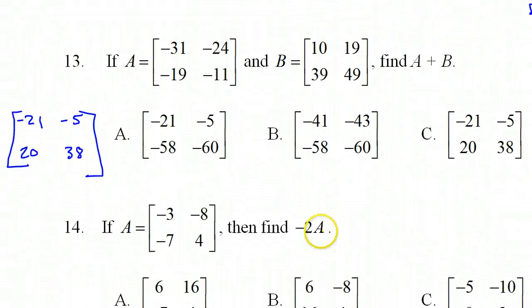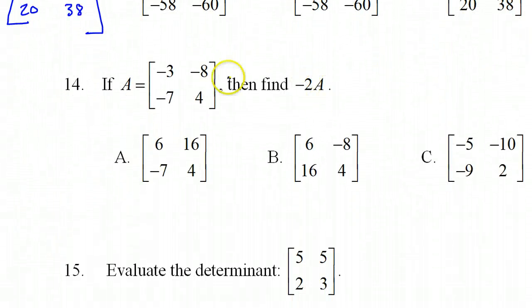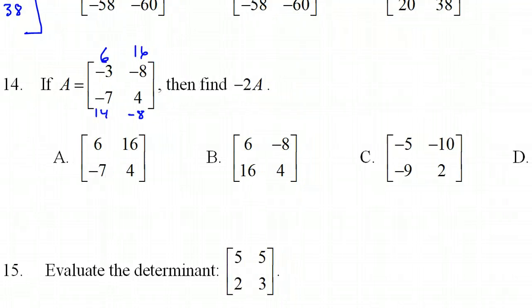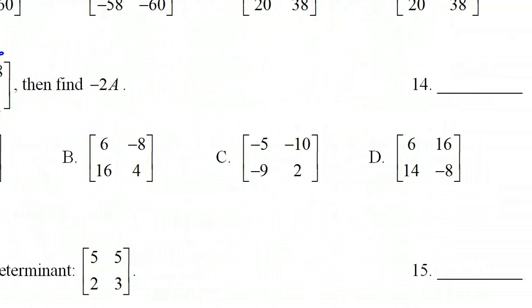Alright, given this, find negative 2a. Well, that's just taking each of these and multiplying by negative 2. Alright, so that should be 6 and 16 and 14 and negative 8. Alright, so where do you see that? 6, 16, 14, negative 8. Oh, look, there it is. So that is D.